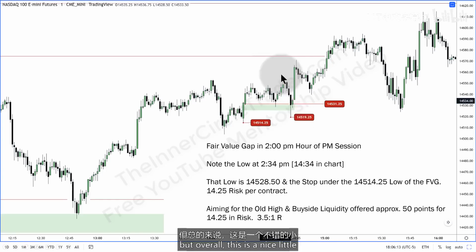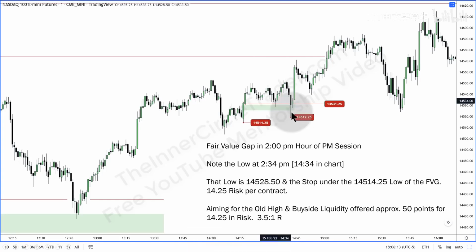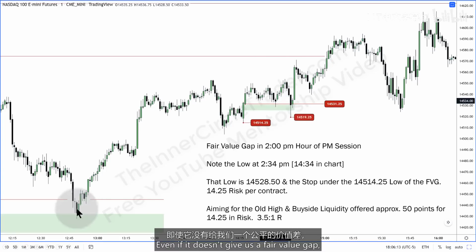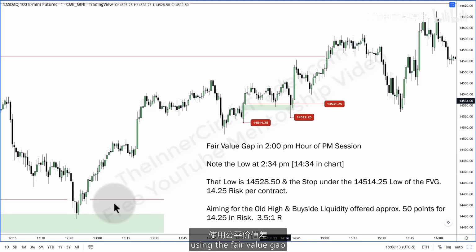But overall, this is a nice little setup with the afternoon using the logic over here. Even if it doesn't give us a fair value gap, the setups that I'm teaching you to use, using the fair value gap, afternoon, taking the stops, it provides the baseline for bias for the afternoon. Now, what did I teach you here?